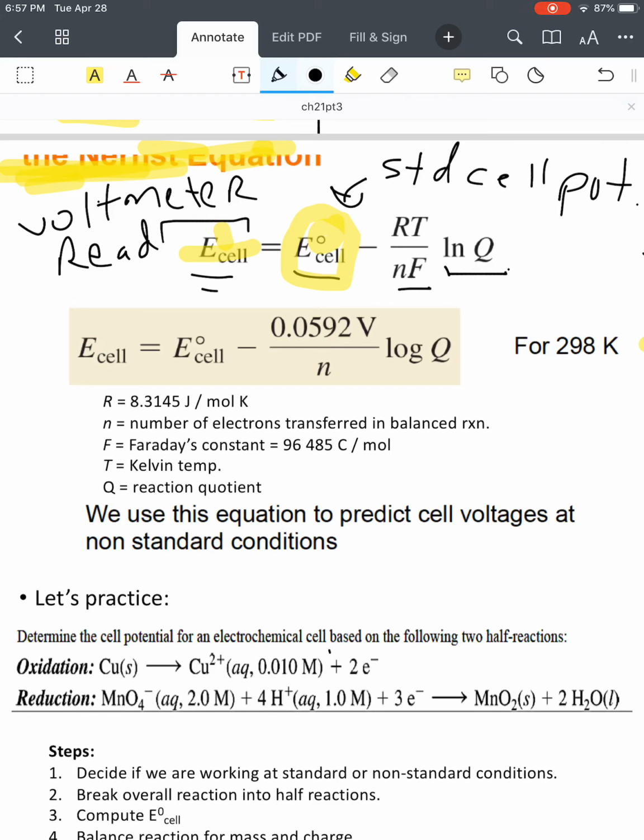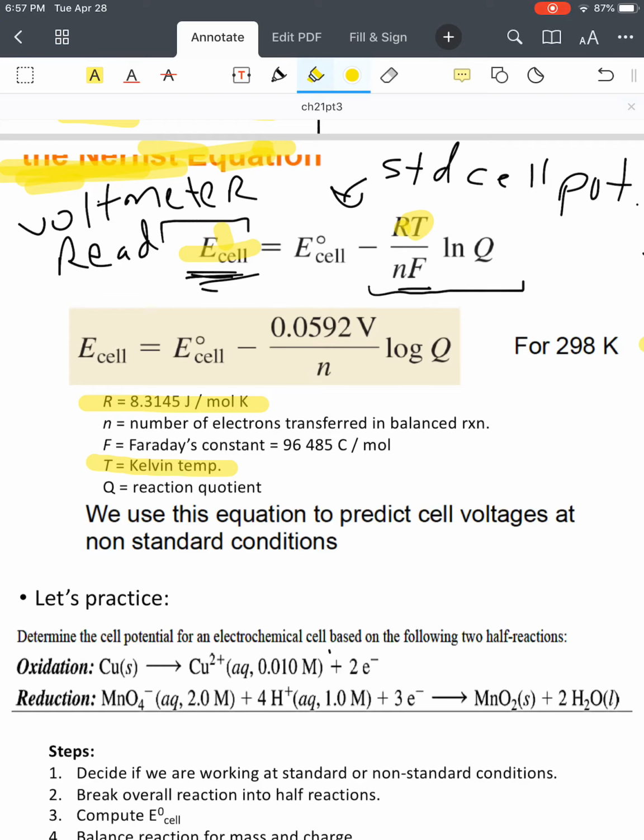So what does this equation say? Well, to figure out what the voltmeter would read under non-standard conditions, we take what it would read under standard conditions and then we just subtract a number. What do we subtract? Well, we subtract a value that's equal to RT over NF times the natural log of Q. Now there's lots of variables here, but we've seen a lot of these before this semester. First off, the R. That's nothing more than our gas constant with units of joules per mole per Kelvin. Has a value of 8.3145. What about T? Well, T is the usual case.